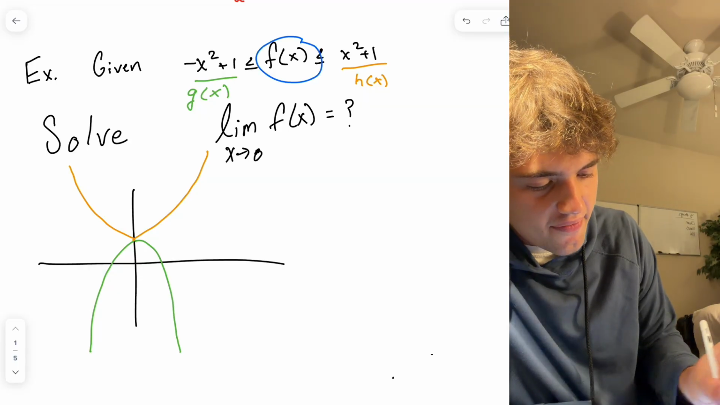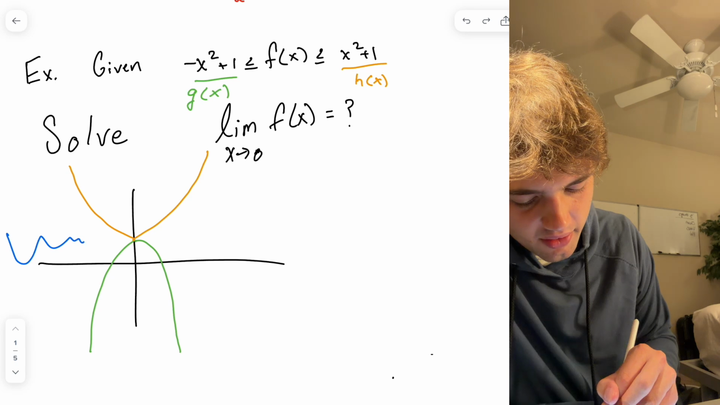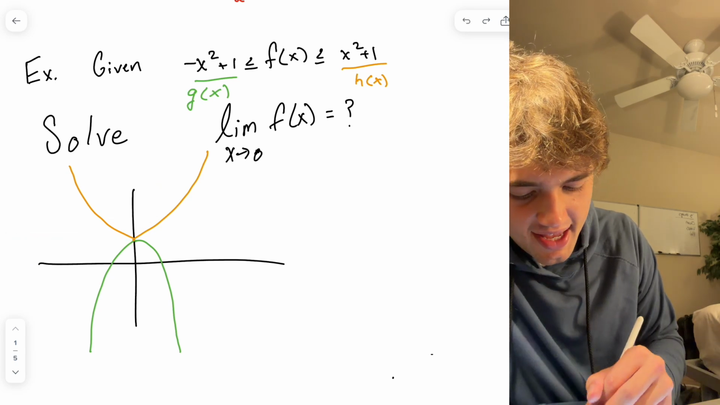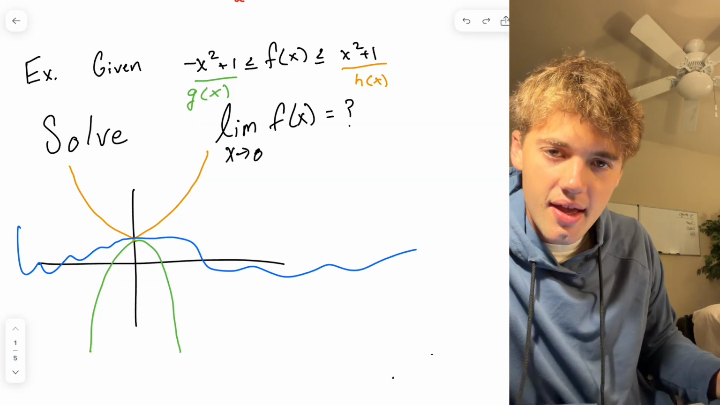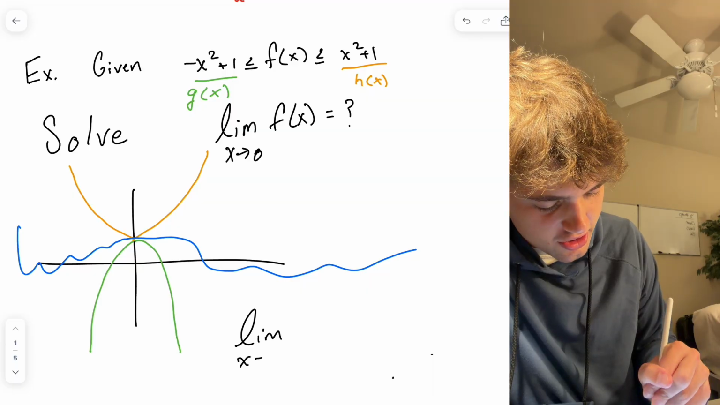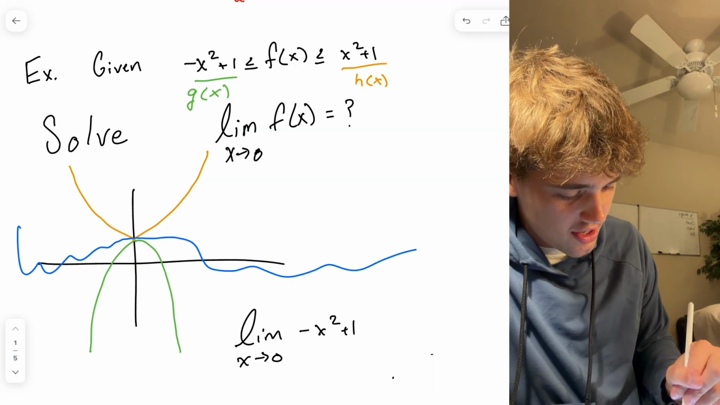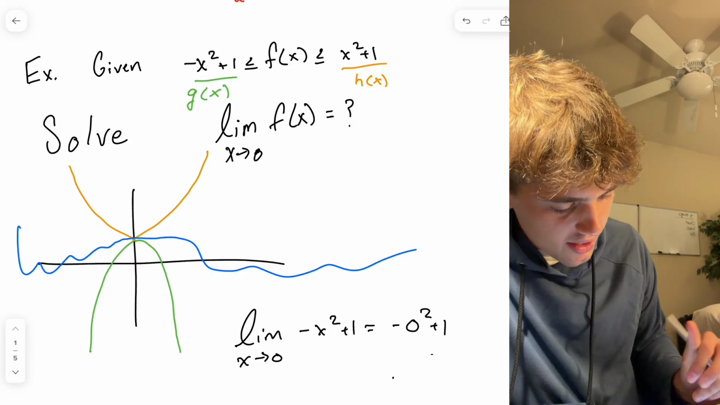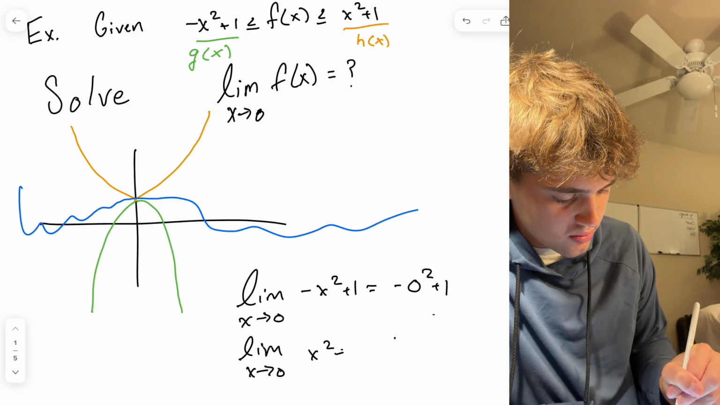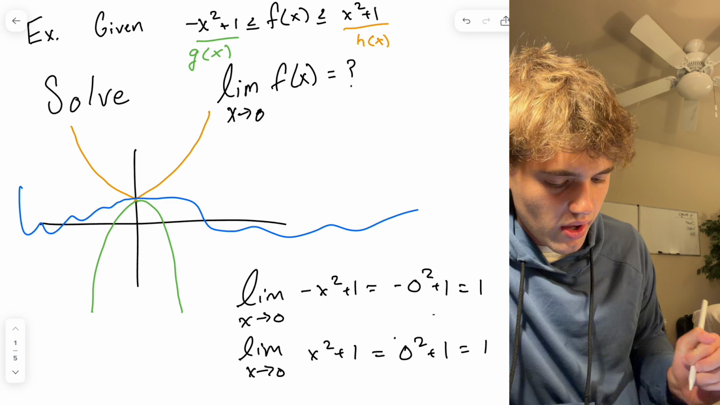So whatever this f of x is, we don't care what it is necessarily in this example. Whatever it looks like, as it gets closer and closer to here, it has to stay in between these two. And if you look at the graph, it is clear that the limit as x approaches 0 of negative x squared plus 1, we can also use direct substitution. It'll be negative 0 squared plus 1. And then the limit as x approaches 0 of x squared plus 1, that's going to equal 0 squared plus 1. Both of these equal 1.